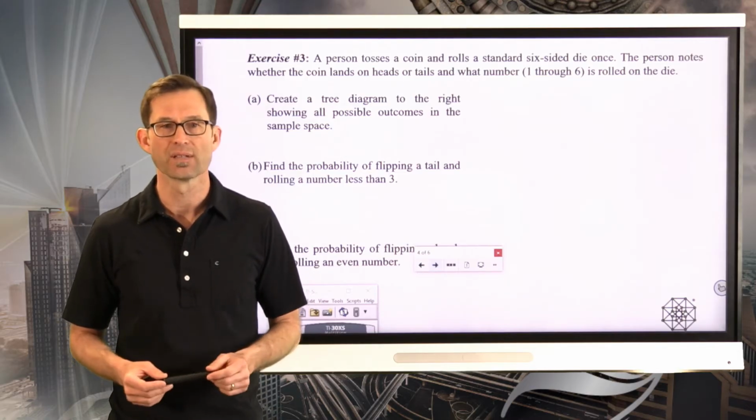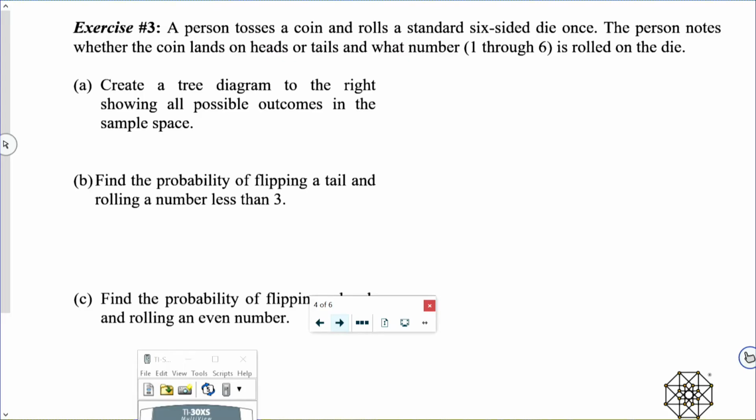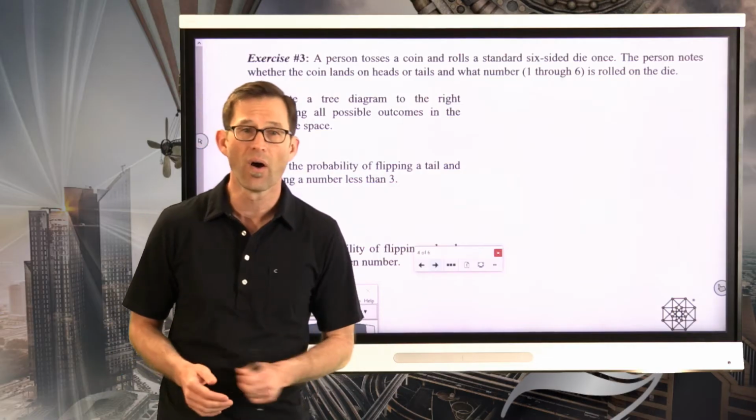Let's take a look at exercise number 3. A person tosses a coin and rolls a standard 6-sided die. The person notes whether the coin lands on heads or tails and what number, 1 through 6, is rolled on the die. Letter A asks us to create a tree diagram to the right showing all possible outcomes in the sample space. All right, awesome.